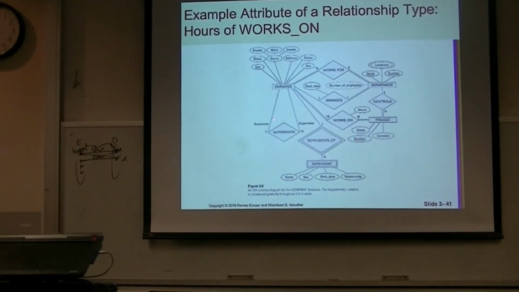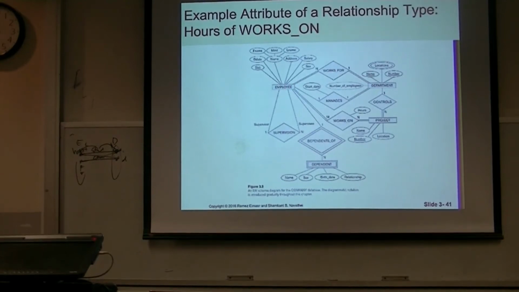Another interesting one is supervision. Most relationships are binary, which means a relationship of two entity types. However, this one is an employee supervising another employee. But we can separate them: one employee is used as the supervisor, another employee is used as the supervisee. So it's still a binary relationship. Two entities, but they are the same entity. So it's called a self-referenced relationship. And I already explained this one.